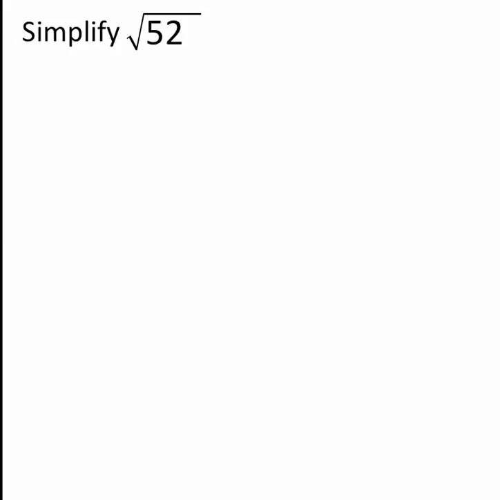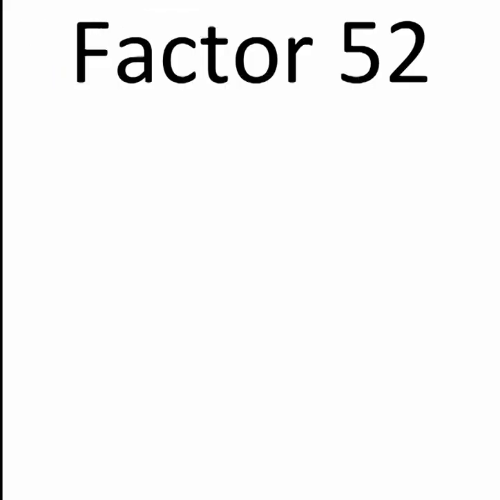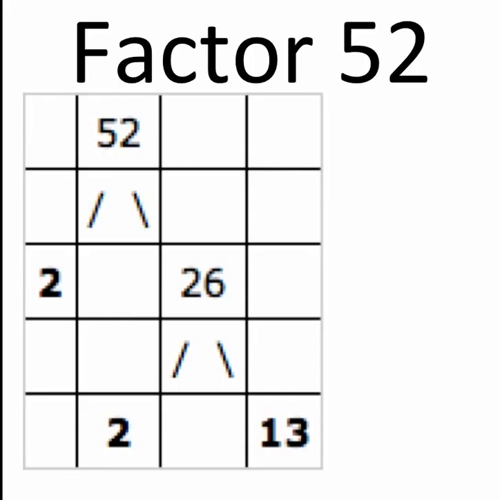To simplify the square root of 52, my first step is to factor the number underneath the radical, in this case 52. So let's do that. To factor 52, I have to create a prime factorization tree. That is a tree that will show me how 52 gets broken down into its factors.